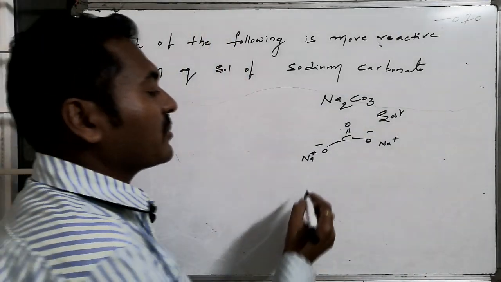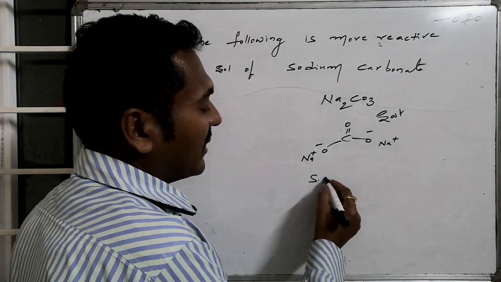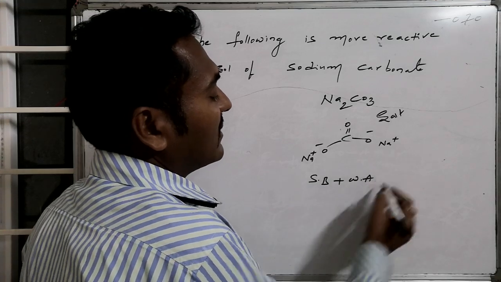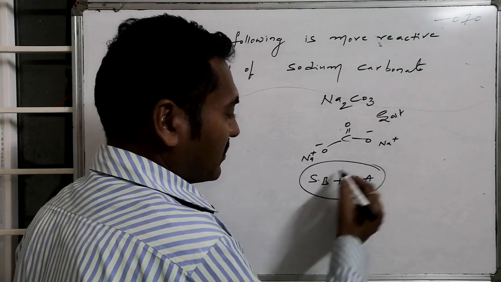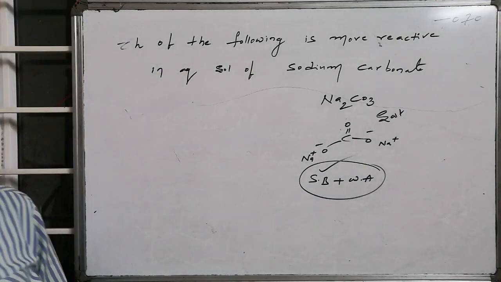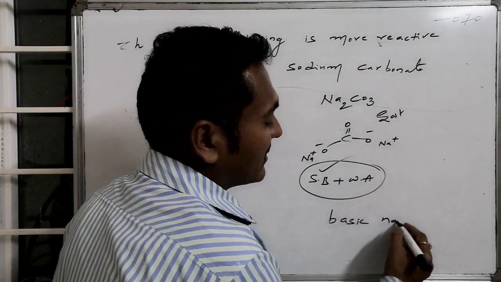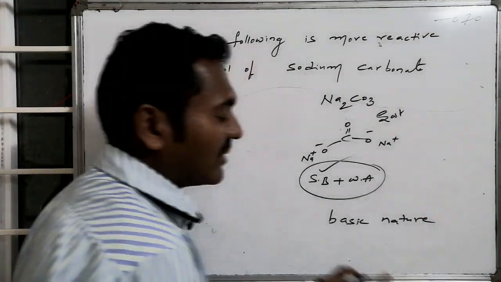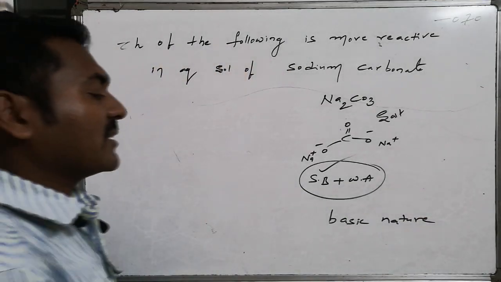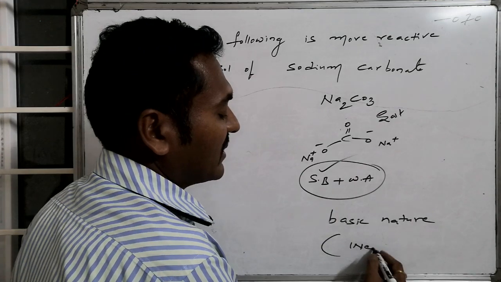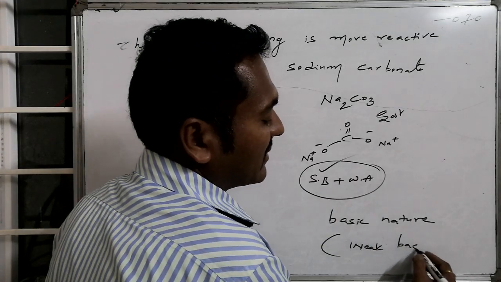This salt is formed by the combination of a strong base plus a weak acid. The dominating portion is the base, so it has basic nature, but this basic nature is relatively lesser. So we can claim it as weak basic in nature.